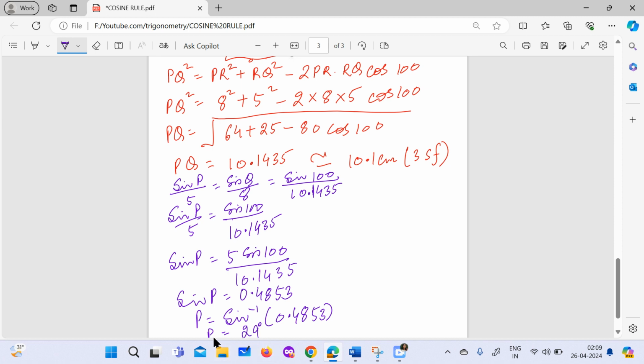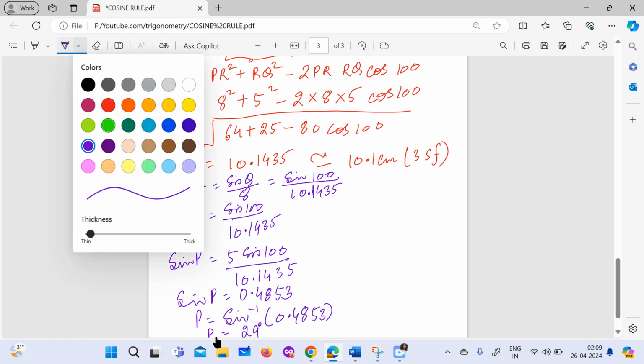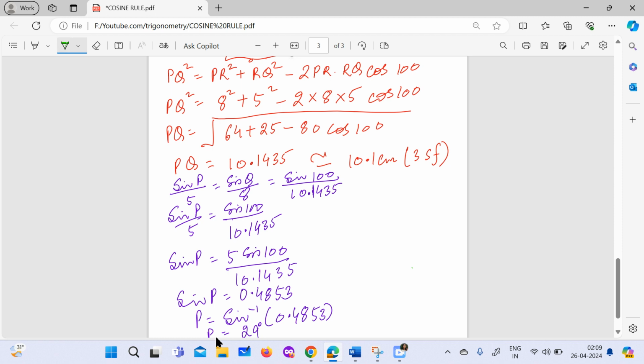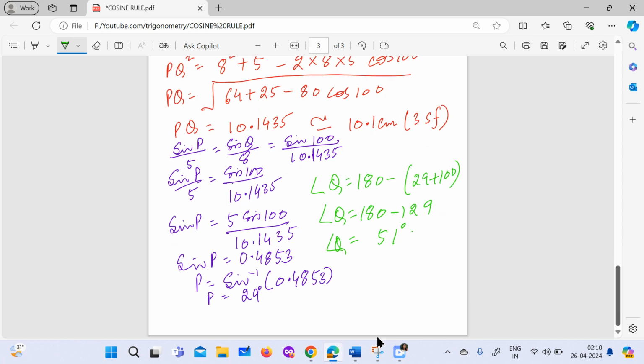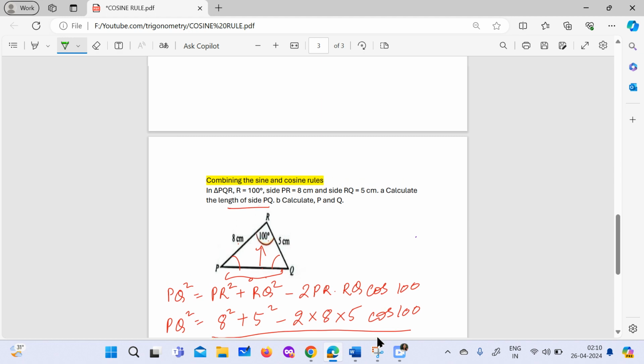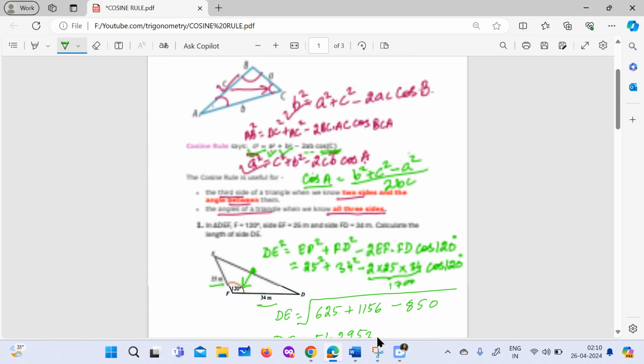Now we have 29 degrees for angle P, and we are already aware that one of the angles is 100 degrees. So angle Q definitely you can find with the angle sum rule, 180 minus 129, that will be angle Q is equal to 51 degrees. So in this question we have used both sine and cosine rules. So you must practice many more questions and that will make your work much easier.